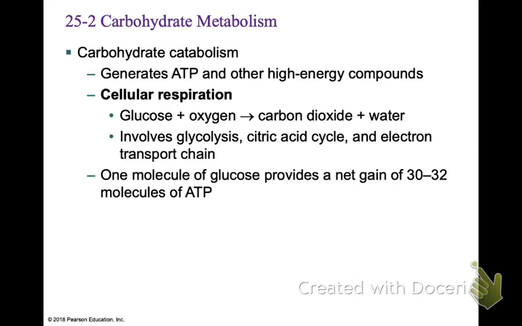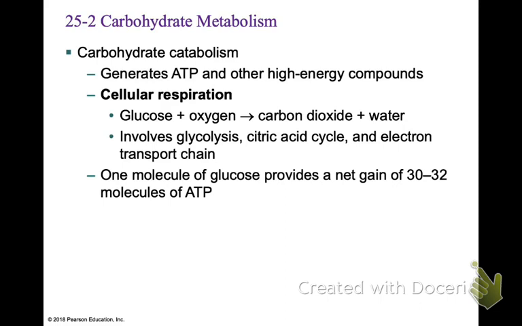In the human body and in most organisms, glycolysis occurs in the cytoplasm of the cell. In eukaryotic organisms like us that have mitochondria, citric acid cycle and electron transport occur in the mitochondria.